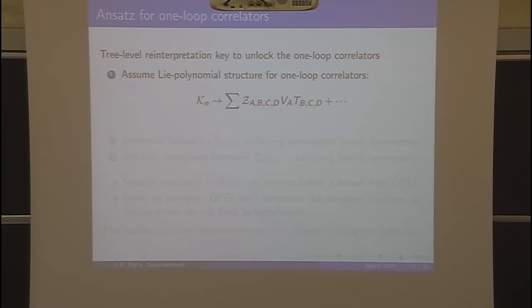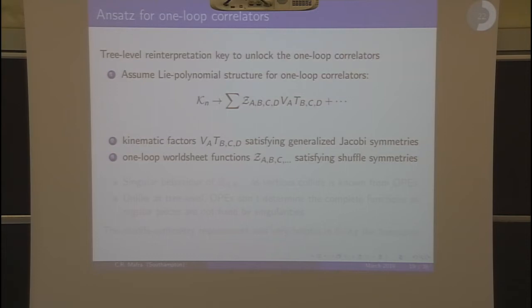Because if you are at one loop but looking at the singularities of the functions, then you cannot really distinguish whether you are at one loop, genus 1, or tree level. So that's the assumption. And we have these kinematic factors satisfying generalized Jacobi symmetries from the OPE analysis that we did before. And then the task becomes, what are these functions here that we require to satisfy shuffle symmetries in the words A, B, and C, and D, and so forth?